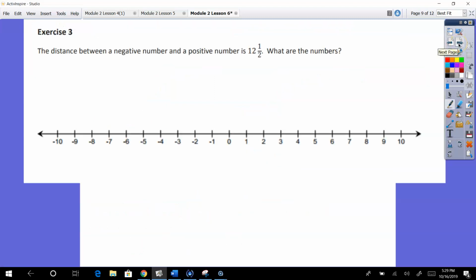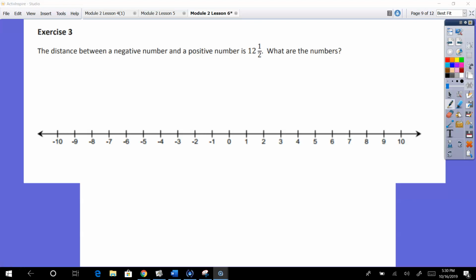Okay, in exercise 3, you are going to work with a partner. You're going to take 3 minutes. And it says the distance between a negative and a positive number is 12.5. So our distance has to be 12.5. What are the numbers? Yours does not have a number line, but you're welcome to go ahead and draw one just like I have here. So go ahead, work with your partner and see what you can come up with.